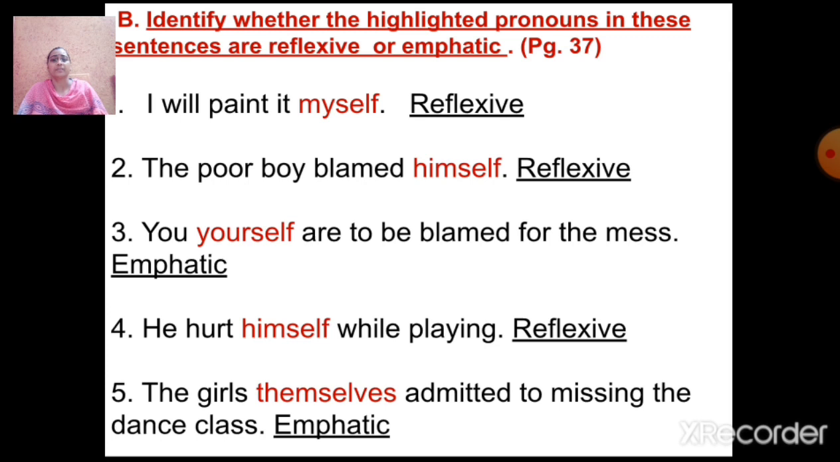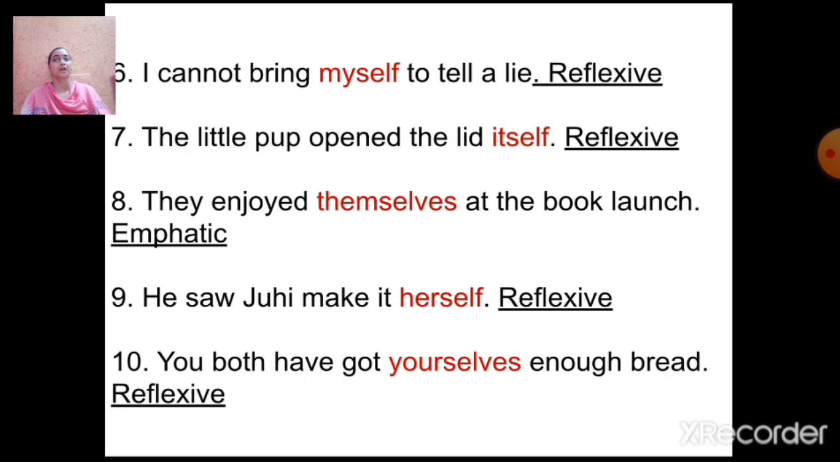Now here, if I ask question, hurt whom? And we get the answer, himself. So this is reflexive. The girls themselves admitted to missing the dance class. Now this is emphatic. Now the next is, I cannot bring myself to tell a lie. Now here it is reflexive.